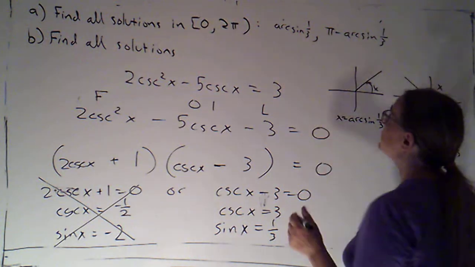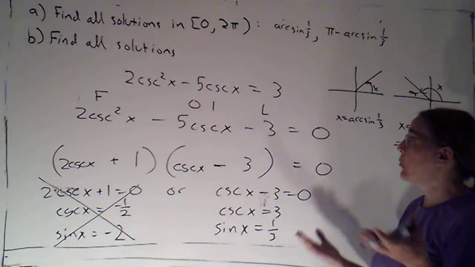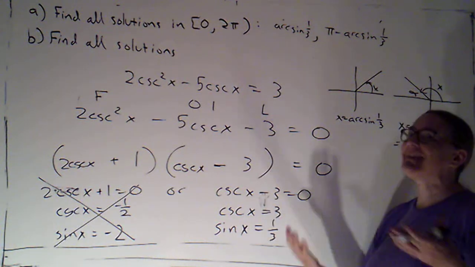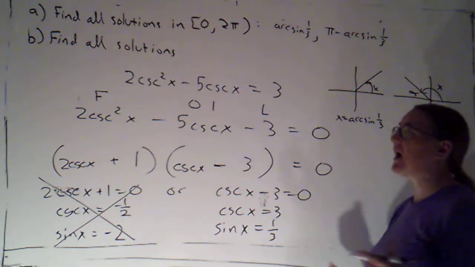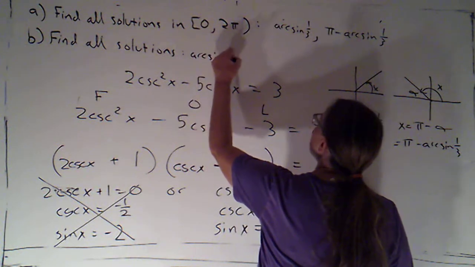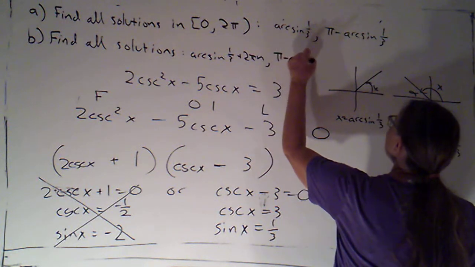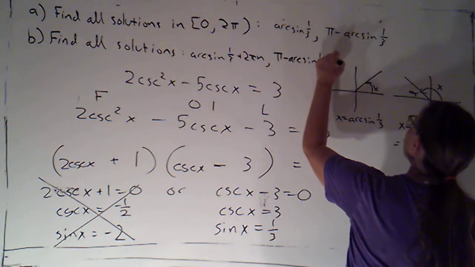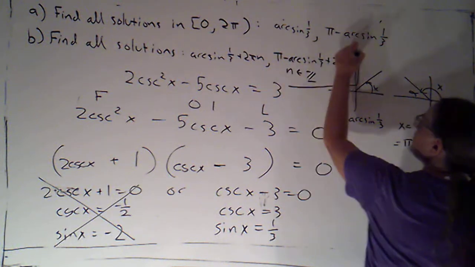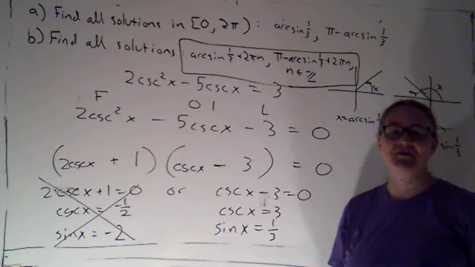And then for all solutions, I'm just adding a multiple of the period. And whether I'm thinking in terms of cosecants or thinking in terms of sines, they have the same period. It's 2 pi. So we will have arcsine of 1/3 plus 2 pi n, and pi minus arcsine of 1/3 plus 2 pi n, where n is an integer. That will give us all solutions to this particular equation.